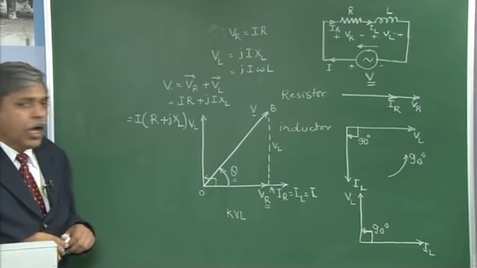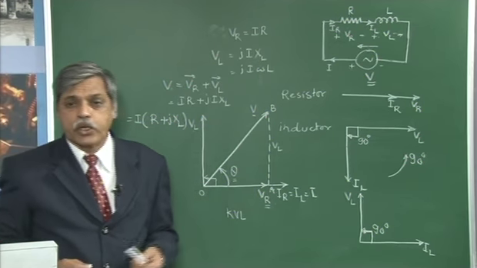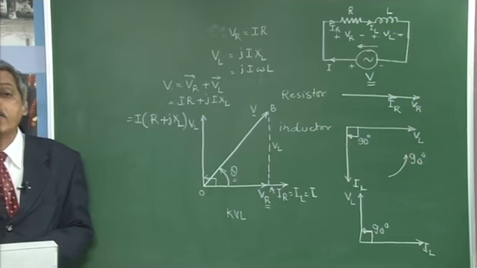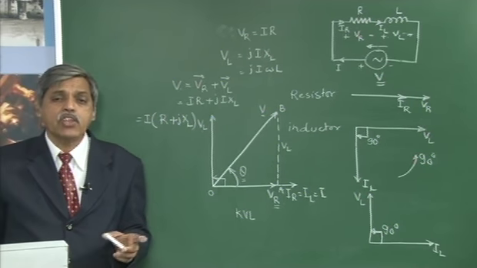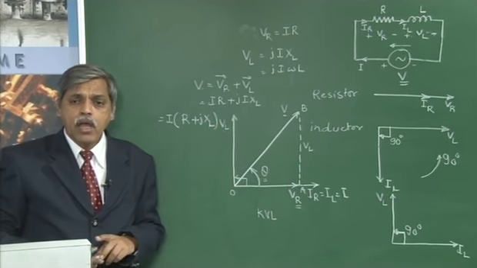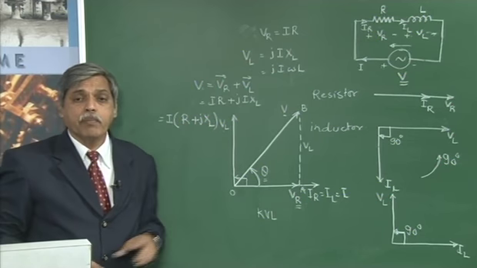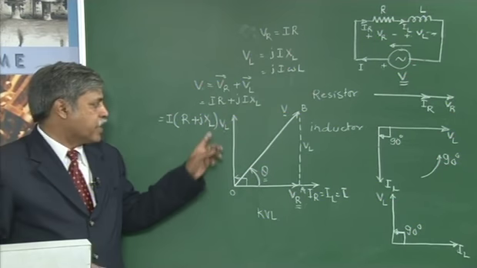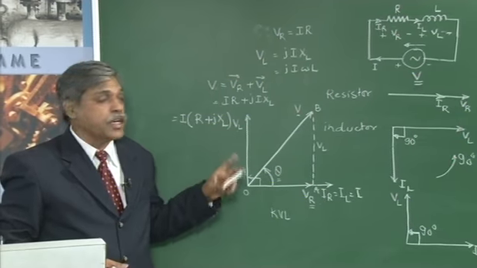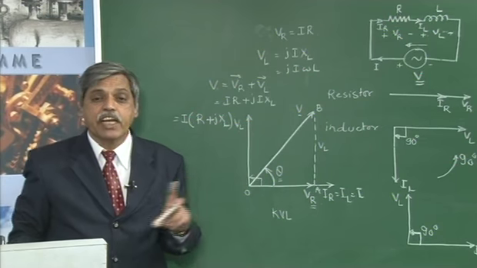Now let us see, here I define for the series RL circuit, the term R plus jXL. We call it a complex impedance. Why is it complex? Because it has a real part as well as an imaginary part. The real part of the impedance is the resistance, and the imaginary part of the impedance is called reactance. Now this reactance is because of the inductance L, therefore I call the reactance as inductive reactance.